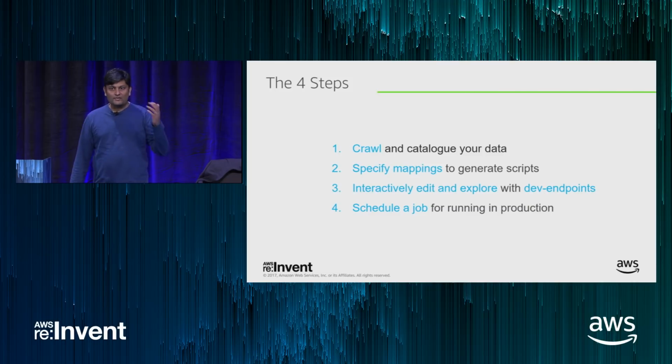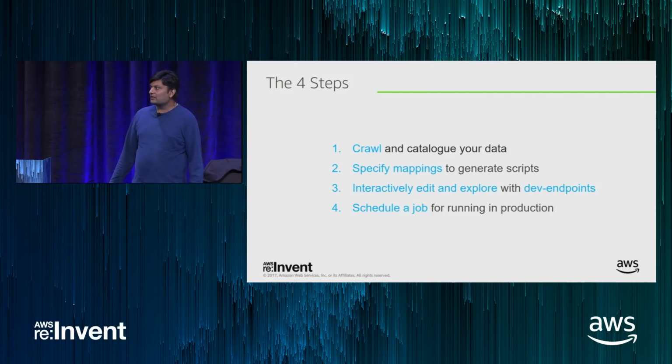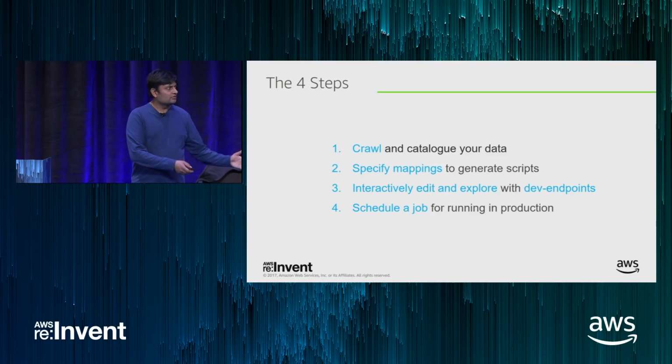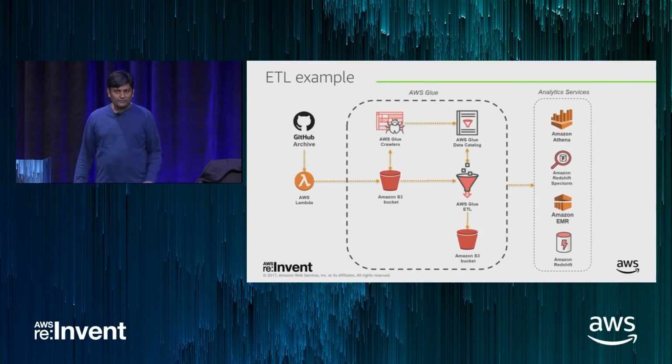Now, you don't have to do all of these things to get started. You can just do one of them. For example, just catalog your data and start using an analytics service. Or you can just use the underlying Python and Spark infrastructure that we have. The point here is that we have all the primitives that you need to go from raw data to a production job.